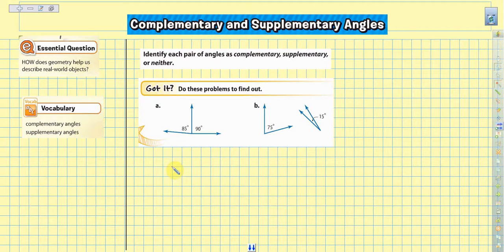Okay, so go ahead and do these problems. Tell me whether these are complementary, supplementary, and do these in your book.